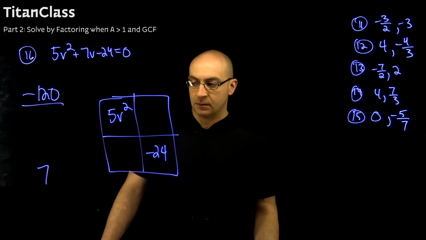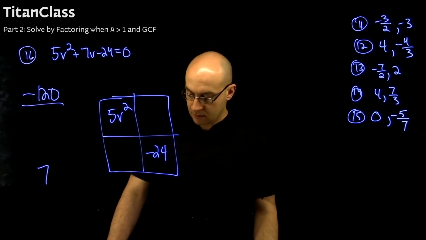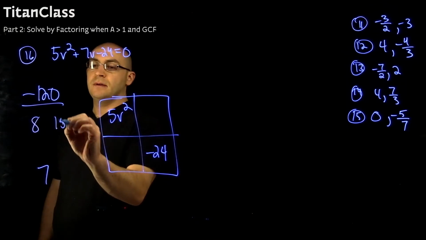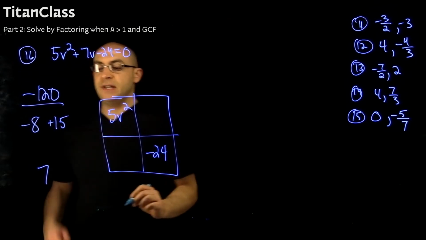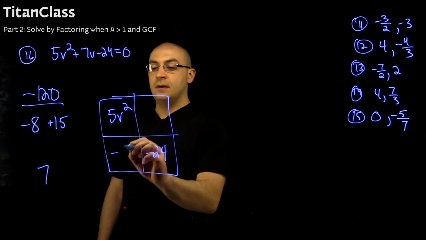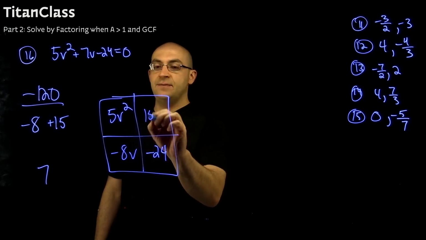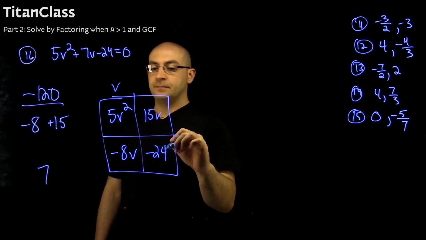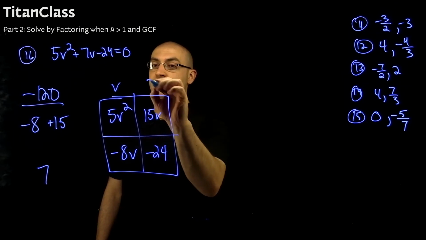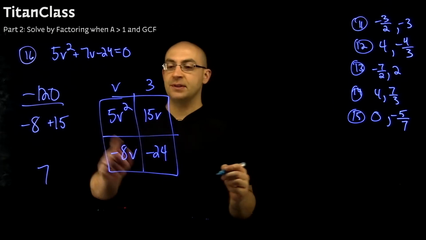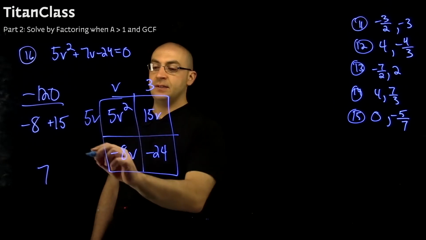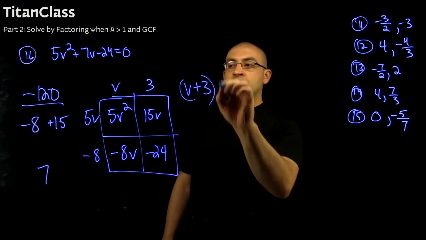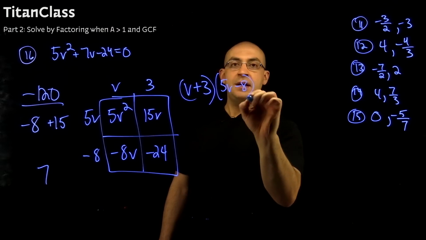Six times 20, but that doesn't get me 7. 8 and 15. Got lucky. Negative 8 and positive 15, because I'm trying to add to 7, right? Negative 8v and 15v. Just v. Careful here, it's 3. Because 3 is divisible by both of those things. This is a 5v, and this is a negative 8. So v plus 3, and 5v minus 8.